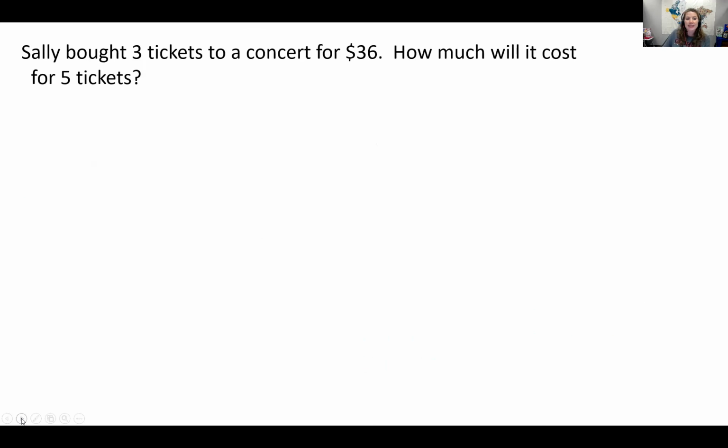All right, Sally bought 3 tickets to a concert for $36. How much would it cost for 5 tickets? So the first thing we're going to do is, we could do this 2 different ways. Let's just say, how much is the unit rate? If we divide 36 by 3, we find out the tickets are $12 each, $12 per ticket. So the question is, how much would it cost for 5? Well, I'm simply going to multiply my unit rate times 5, and I get $60.